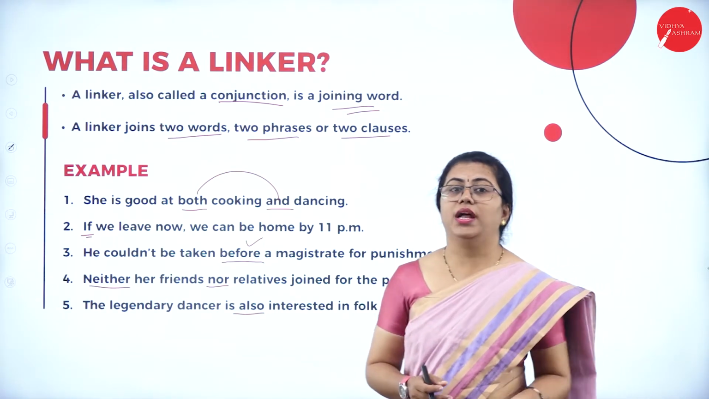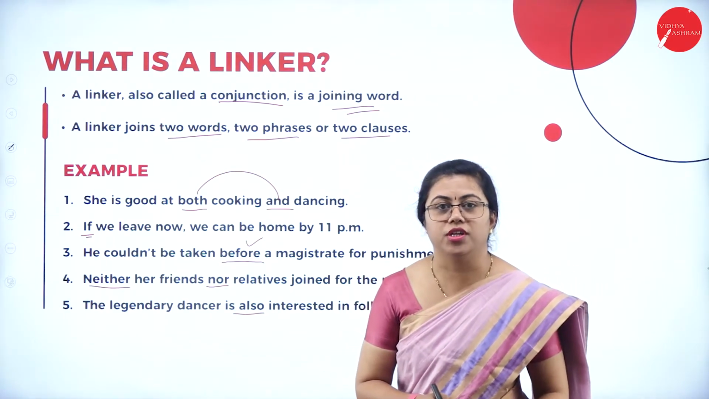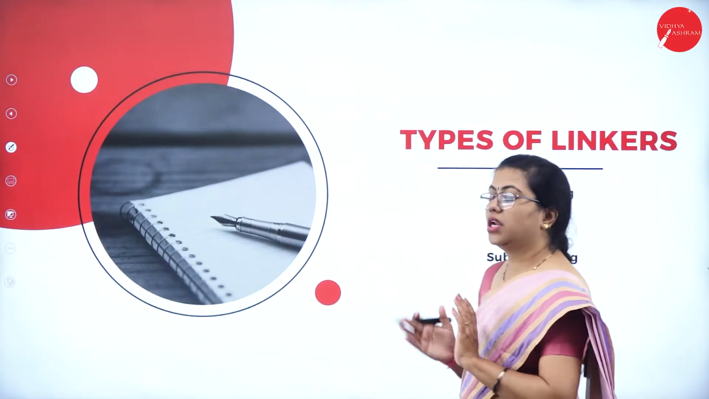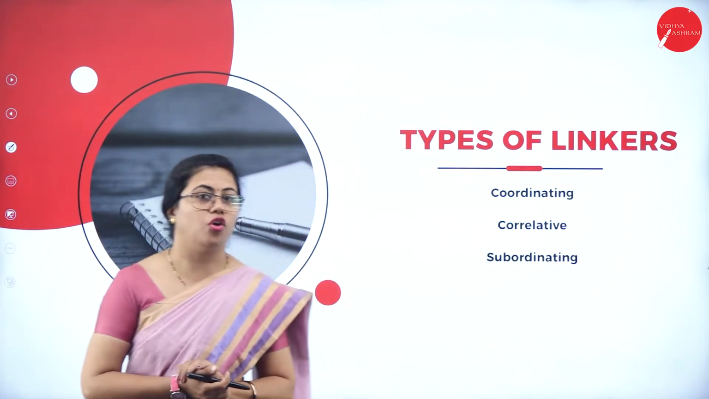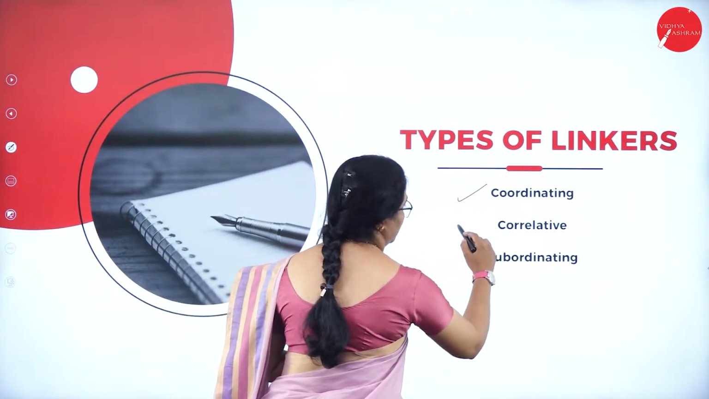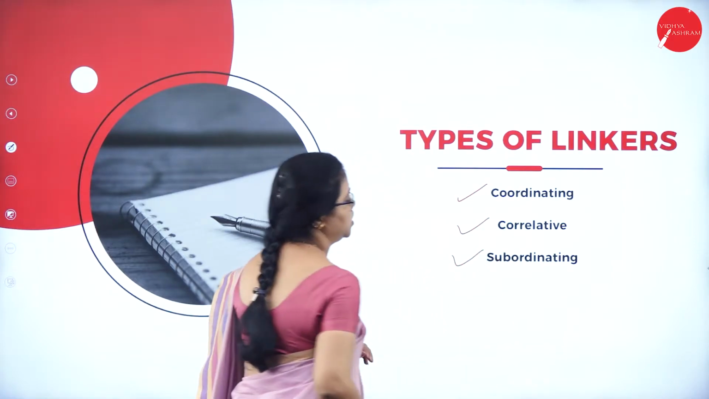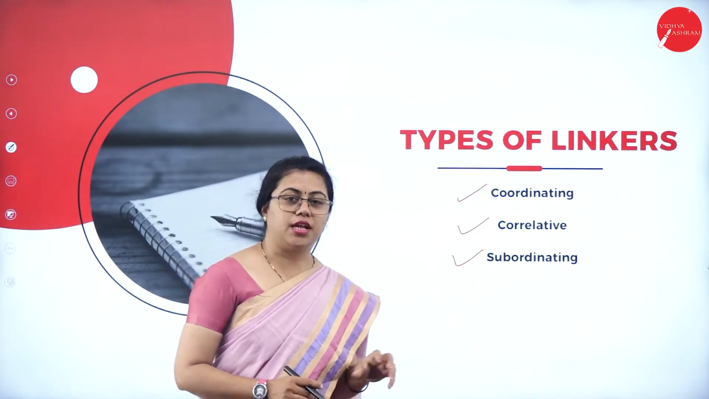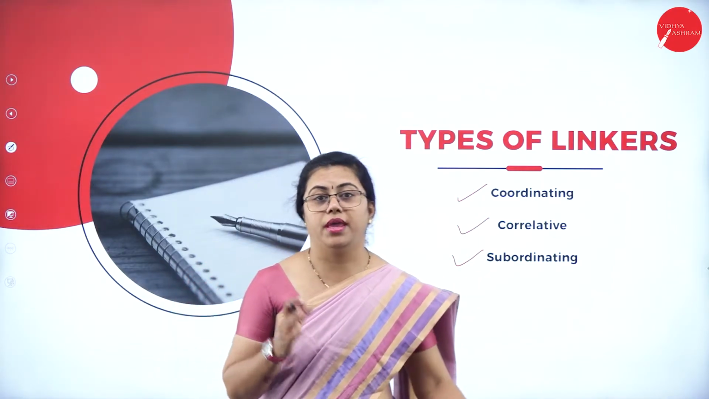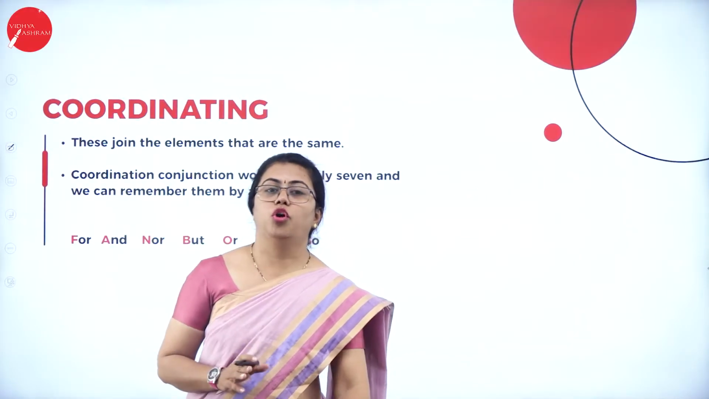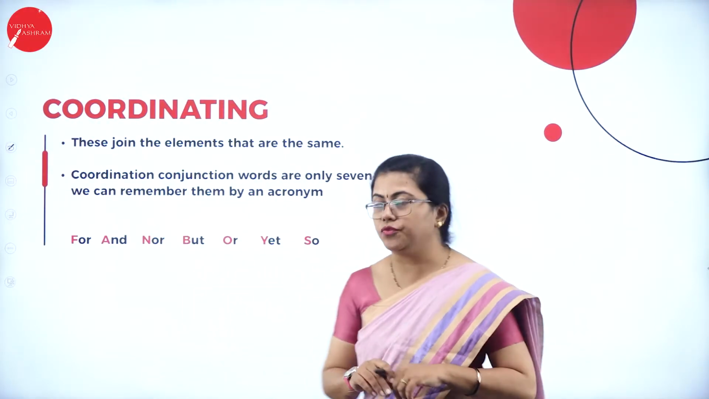Okay. So now we'll understand the different types of conjunctions or linkers. One is coordinating conjunction, correlative conjunction, and the last one is the subordinating conjunction. So these are the different types of conjunctions that we are going to understand based on the role they play in the sentence. So let us see what coordinating conjunctions are first.